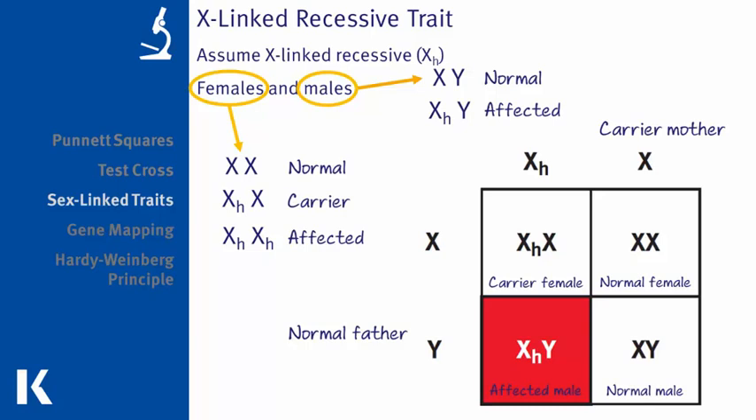In this example, only the male offspring can be affected by the trait. But if an affected male is crossed with a carrier female, there is the possibility that their female offspring will exhibit the sex-linked trait.